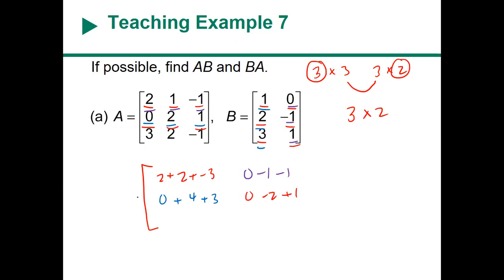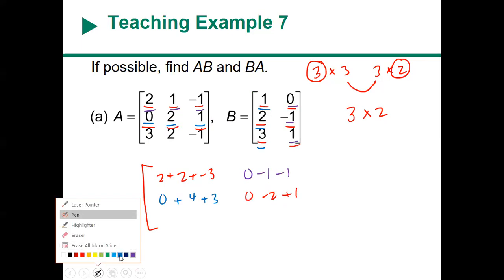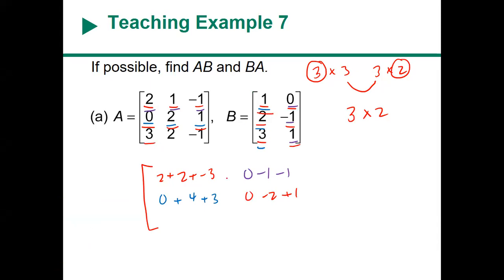Our last row. So we have, meant to choose blue. There we go. Or red. Let's do red. So I have 3 times 1, 3, 2 times 2, 4, -1 times 3, -3. And then last, 3 times 0, 2 times -1, and then -1 times 1, -1.